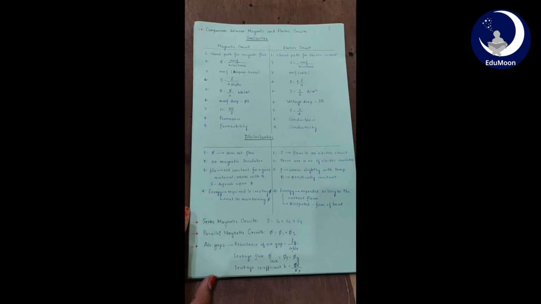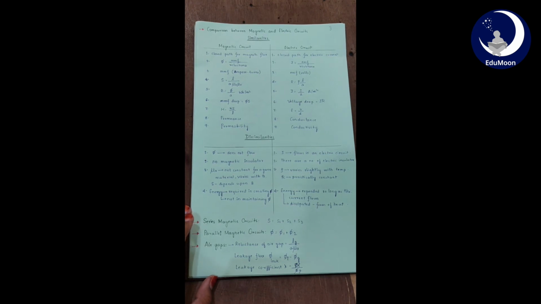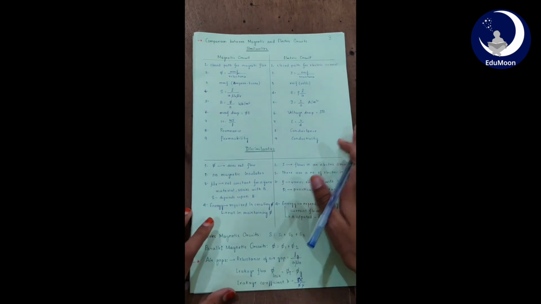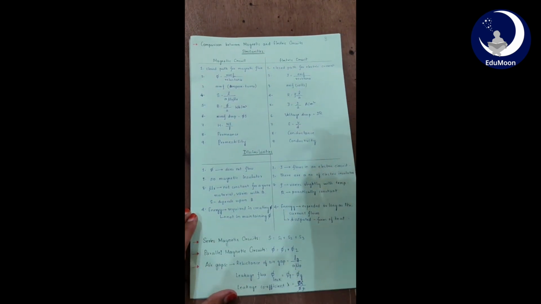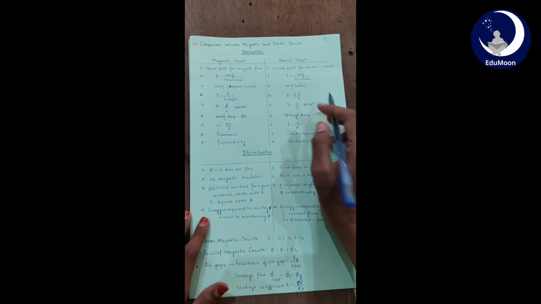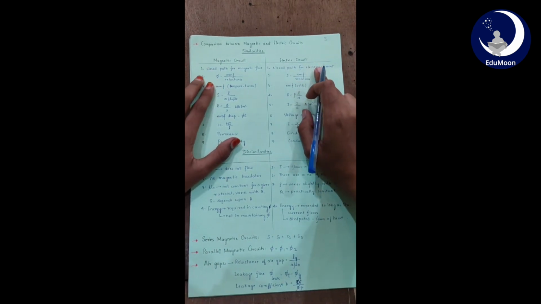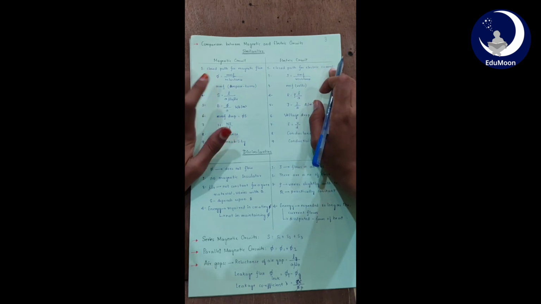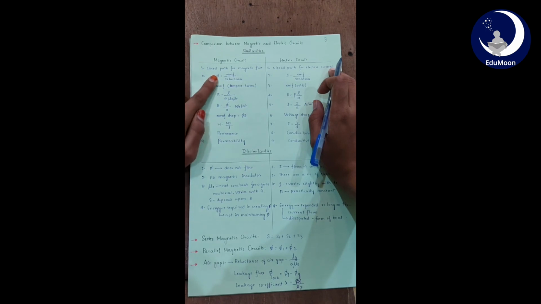Now let us quickly check the similarities and dissimilarities between magnetic and electric circuits. Once you're clear with the similarities and dissimilarities, then you're pretty much clear with the concept. It's a quick revision for the entire session too. First we'll go with the similarities. A magnetic circuit is a closed path for magnetic flux, and an electric circuit is a closed path for electric current. Here it is flux equals MMF by reluctance. Here it is current I equals EMF by resistance.